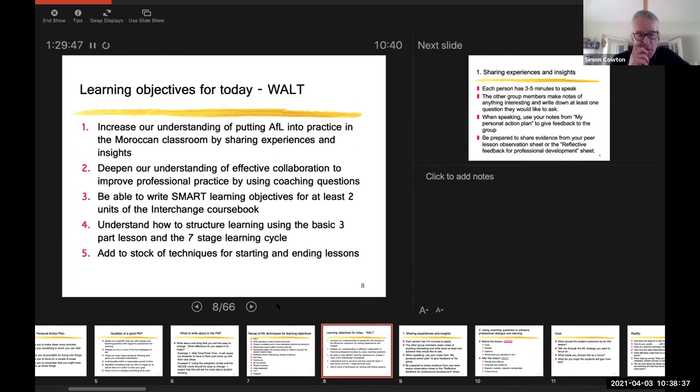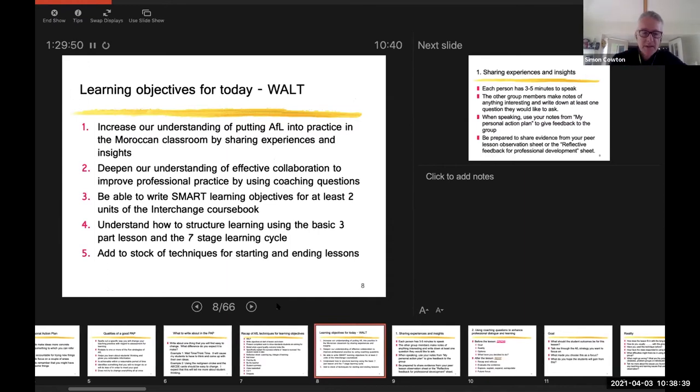So for today, what I want to do in this second half of the session is to understand better how you can put it into practice. And I want us to be able to learn from each other by sharing experiences and insights. So this is going to be interesting. See if you are able to do this. We'll have a look in a moment. We're going to practice that in a minute.